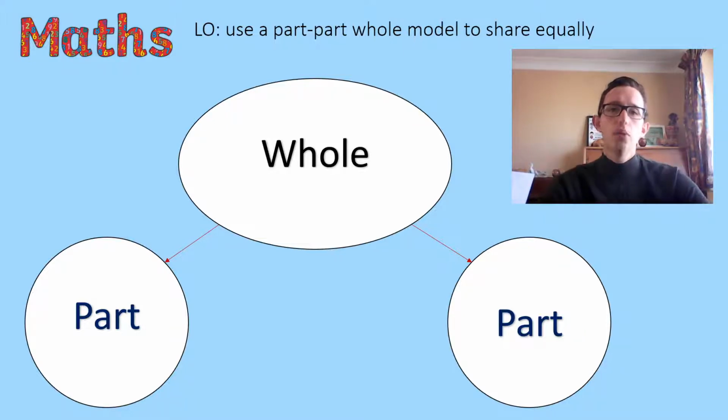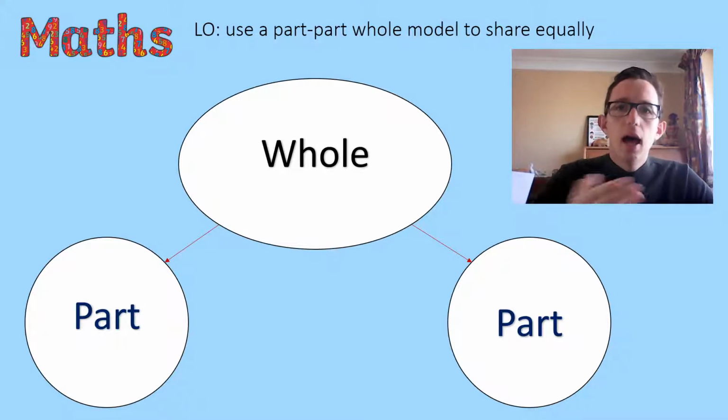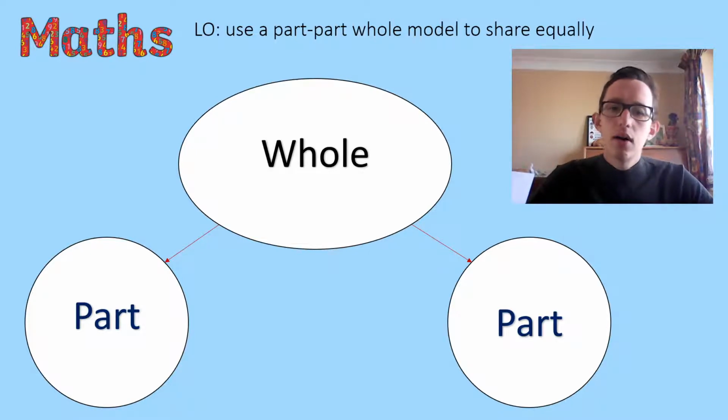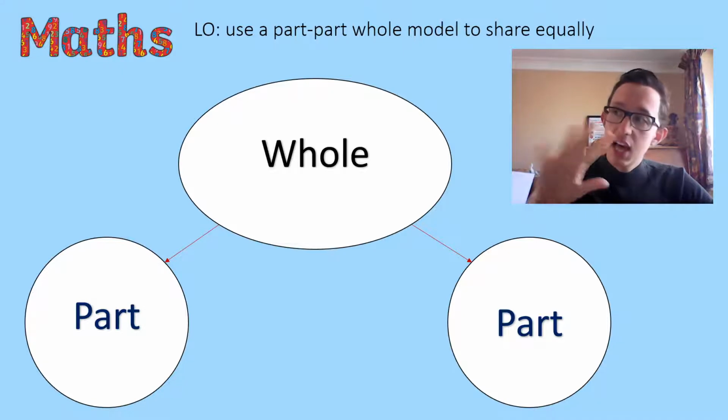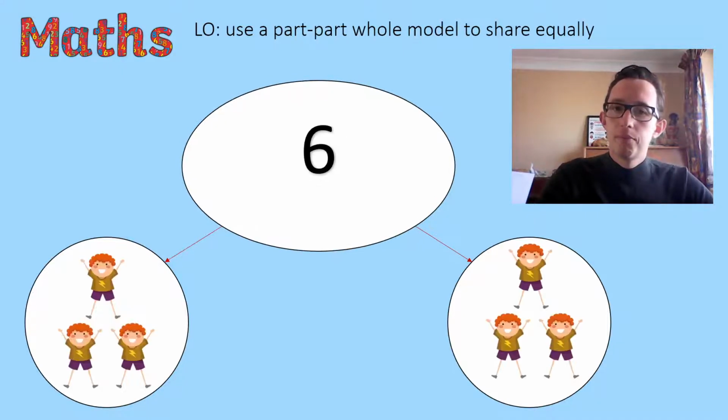Or I could have a whole bag of crisps. I might share them with you, and you might have part of it and I might have part of it. But today we're looking at sharing equally. So if I was going to give you 5 of my mini cheddars, then you'd have 5 and I might have 5. And then I'd have 10, the whole number of mini cheddars in my packet.